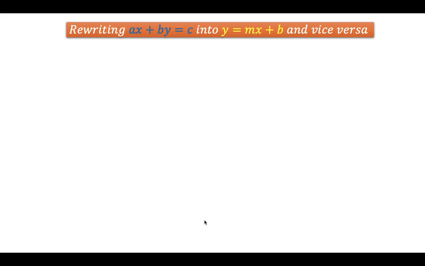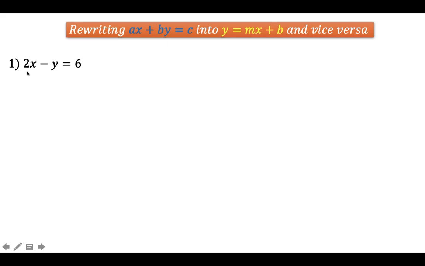Rewriting ax plus by equals c into y is equal to mx plus b and vice versa. Okay, this ax plus by equals c, in other references, is called the standard form of a linear equation, while y is equal to mx plus b is called the slope-intercept form. So how are we going to transform them?